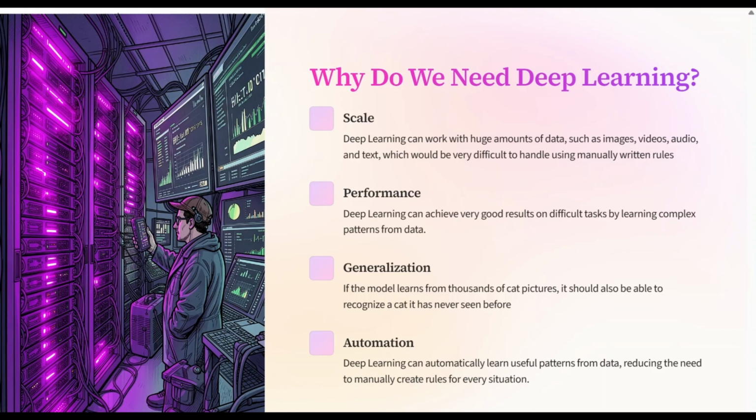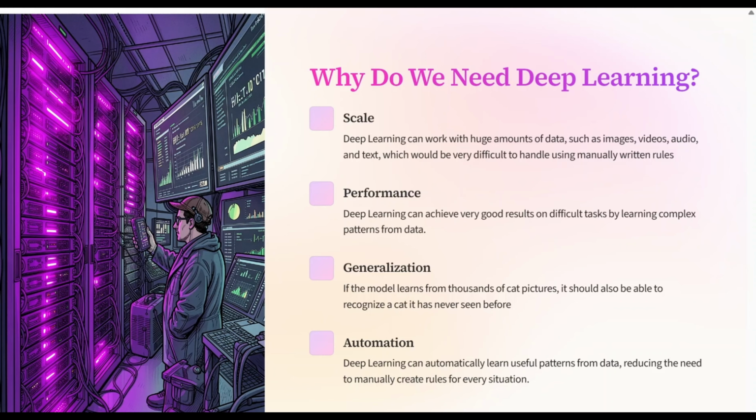Performance is one of the major challenges in deep learning. And the third thing is generalization. Suppose we train a model using thousands of cat images. We don't want the model to simply memorize those exact images. We want it to learn what makes a cat, and recognize new cat images it has never seen before. The ability to perform well on unseen data is called generalization.